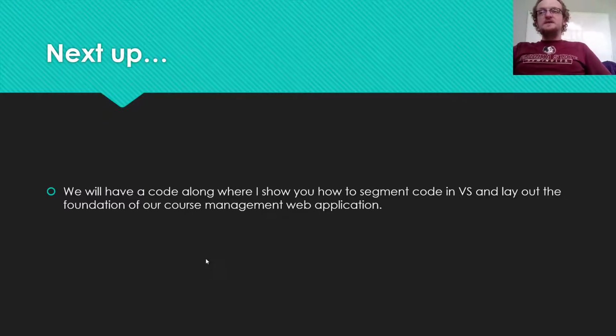So in the next video, we're going to do a really quick code along where I show you how you can add multiple projects, or multiple different types of projects, to a solution, and segment your code to build multiple assemblies and multiple different types of code in the same solution, so that we can prepare for actually building the ABET application we're going to build.